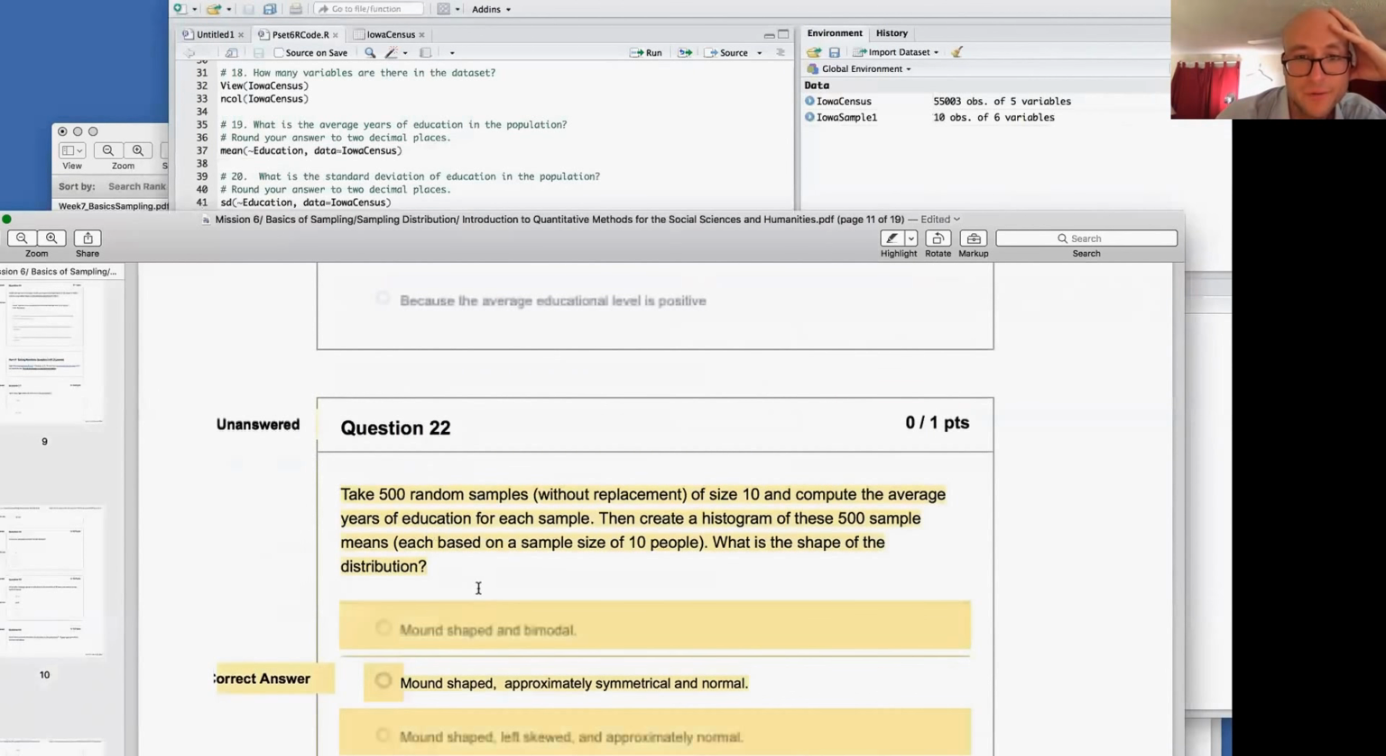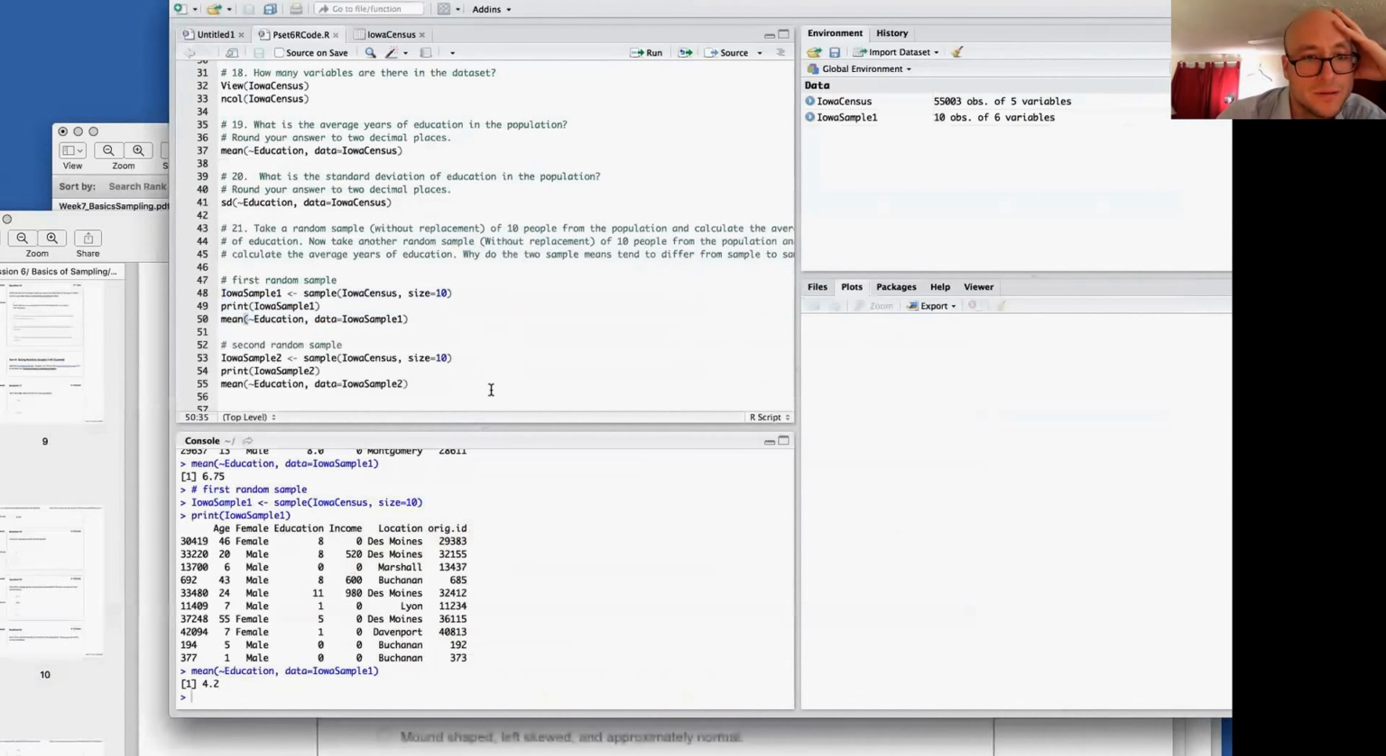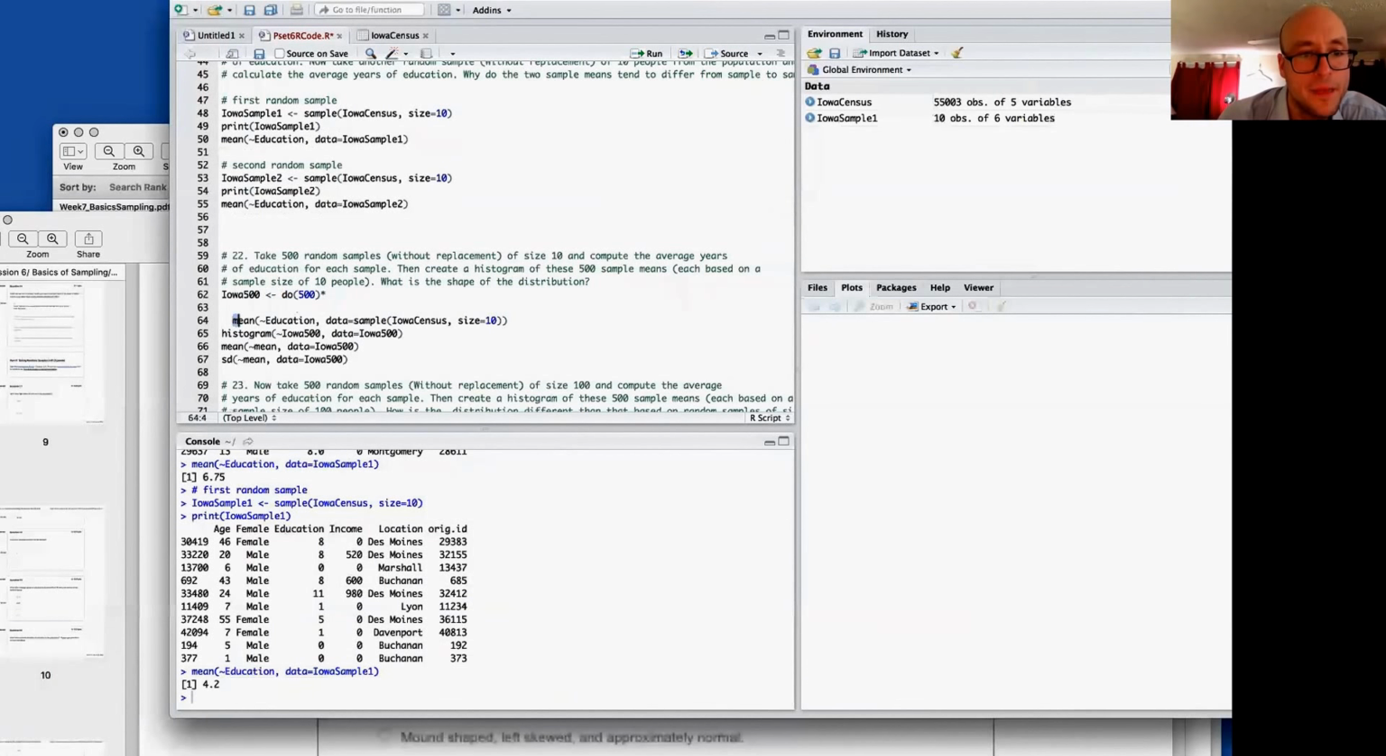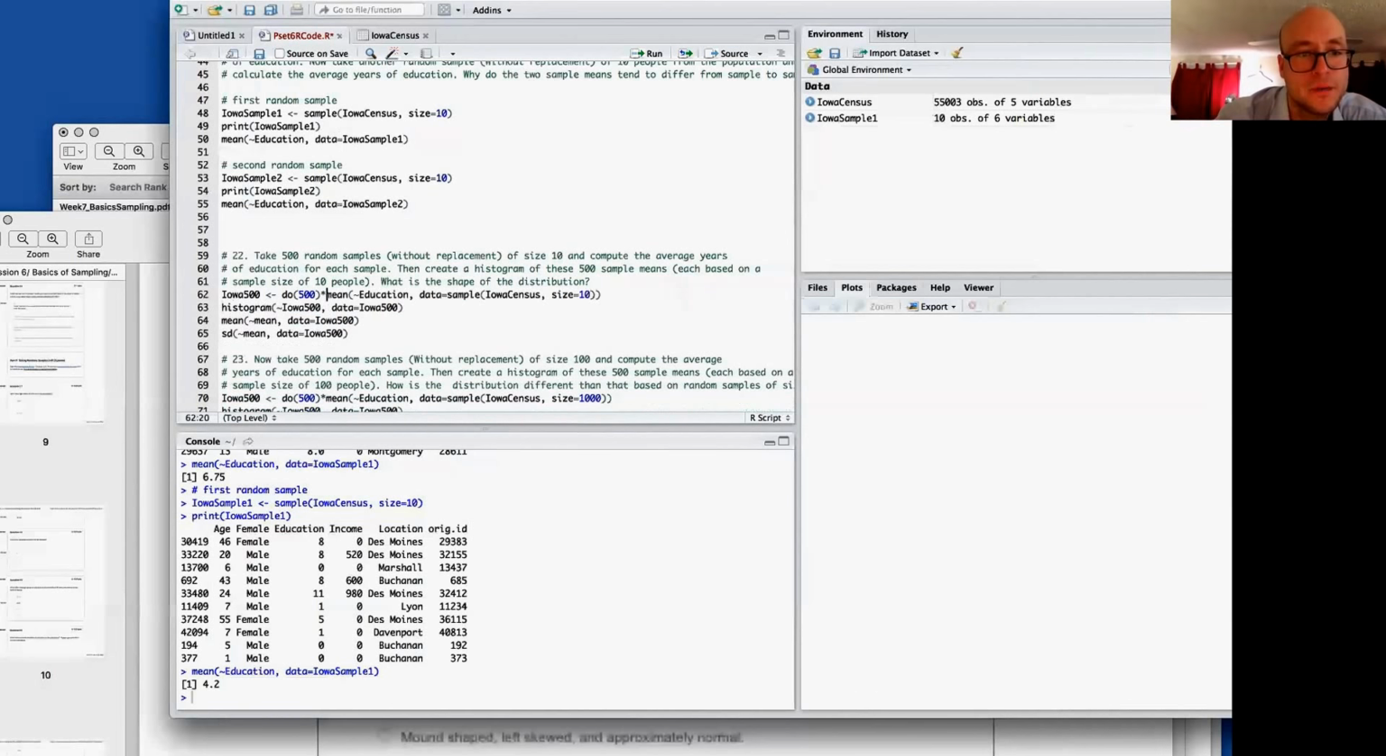Well, now we're going to take 500 samples, and we don't want to keep pressing that. We use this little do function. It's pretty neat, actually. Do simply means we're going to take the mean of this variable education using the data, which is based on a sample size of 10. And we're going to call that Iowa 500. It's not the Indy 500, it's the Iowa 500.